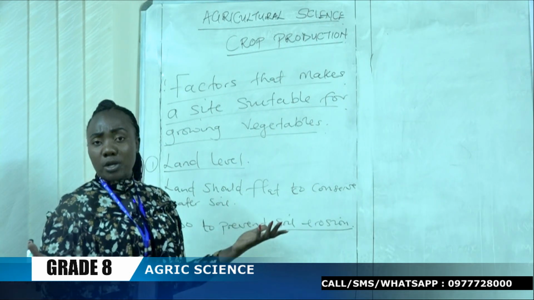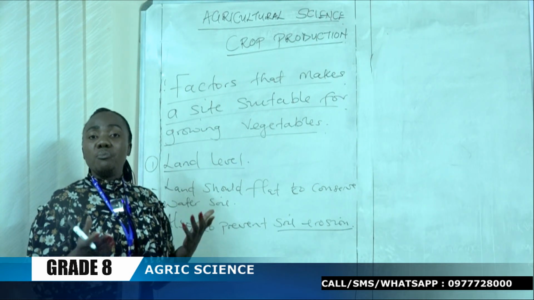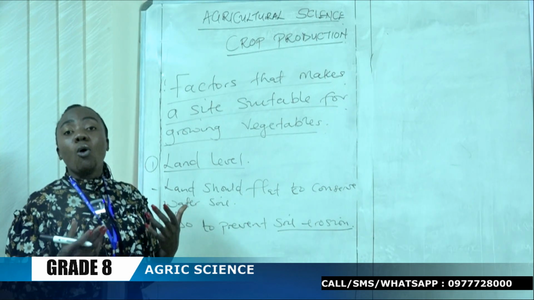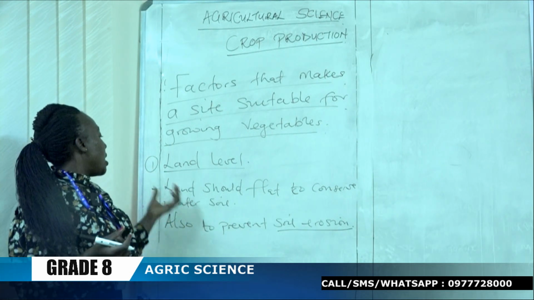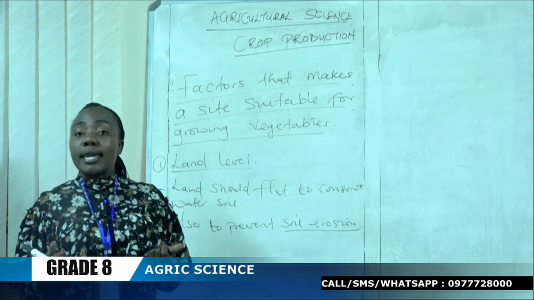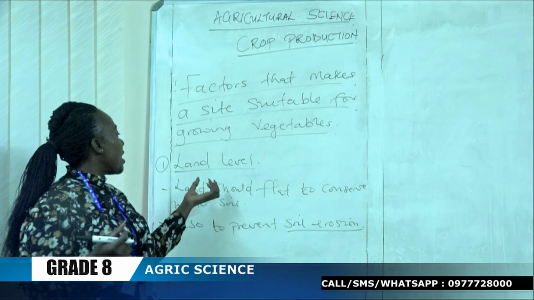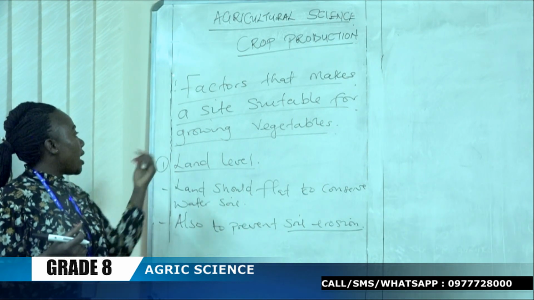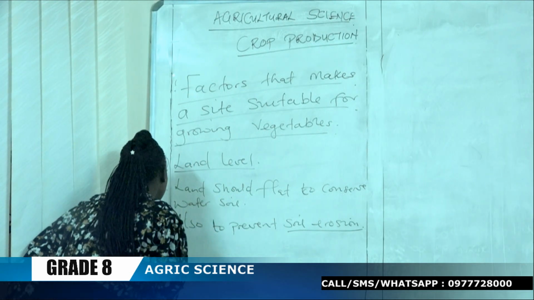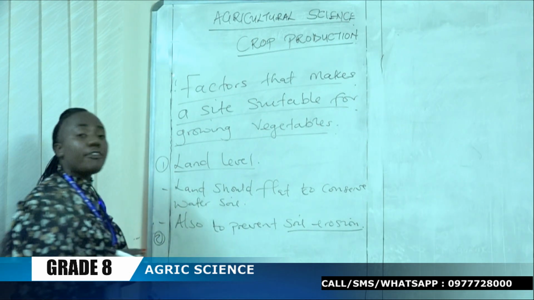Soil erosion is the removal of the topsoil either by wind or water. So that is the first factor that makes a site suitable for growing vegetables. Can we go to the second factor?